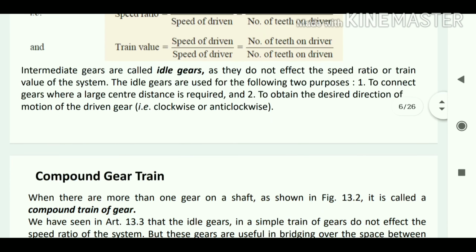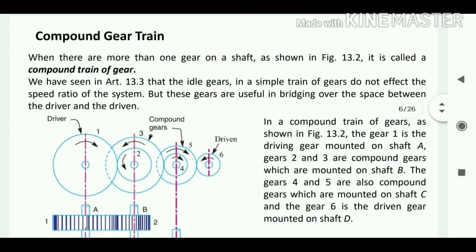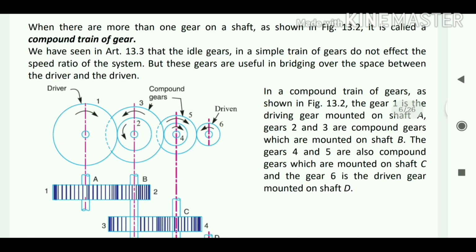In compound gear trains, two gears are mounted on one shaft, and so this type of gear train is called a compound gear train. As shown in the diagram, gear 1 is the driving gear mounted on shaft A, and gears 2 and 3 are mounted on shaft B. Gears 4 and 5 are also compound gears mounted on shaft C, and gear 6 is the driven gear mounted on shaft D.